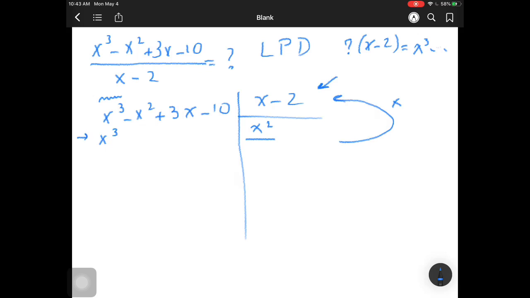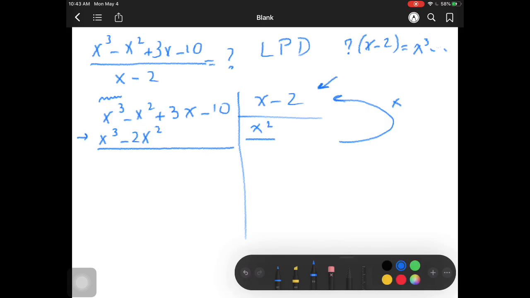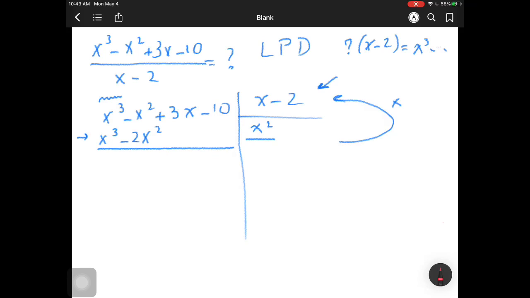And now we do the multiplication. X squared times x minus 2 is x cubed minus 2x squared. And the operation that we're doing now is subtraction. X cubed minus x cubed is 0. Minus x squared minus 2x squared. This is the same as plus x squared.